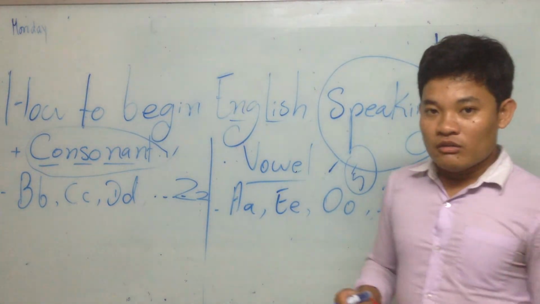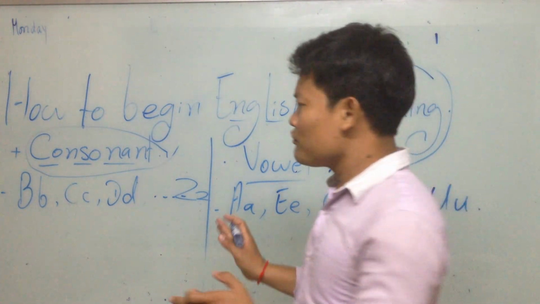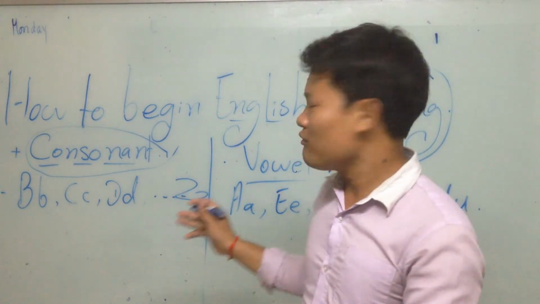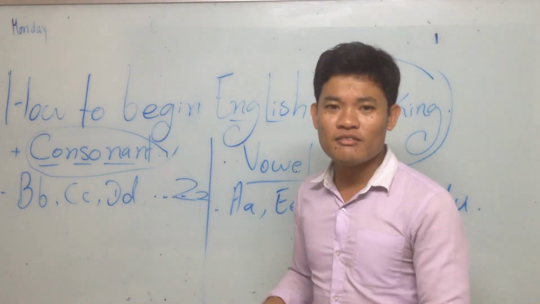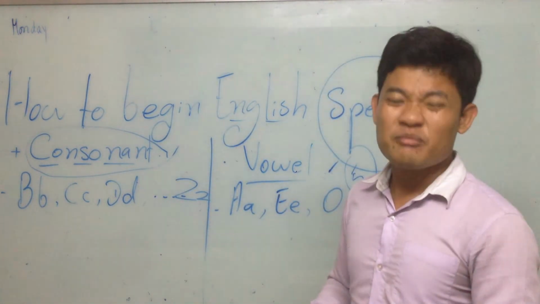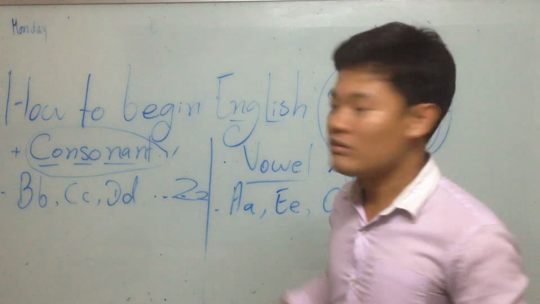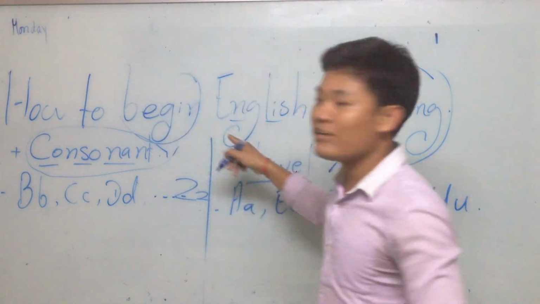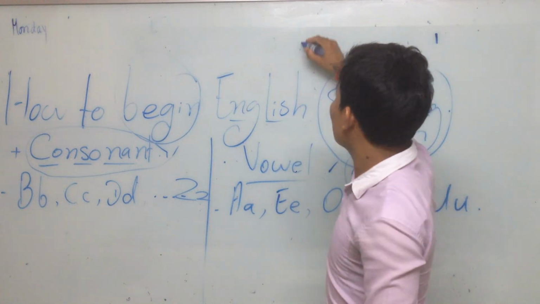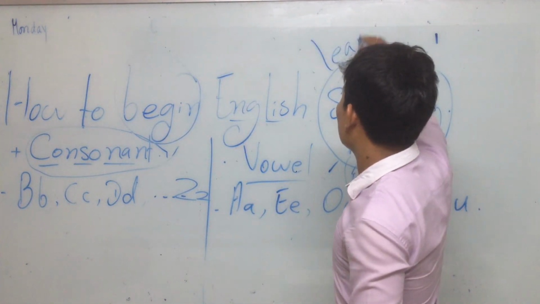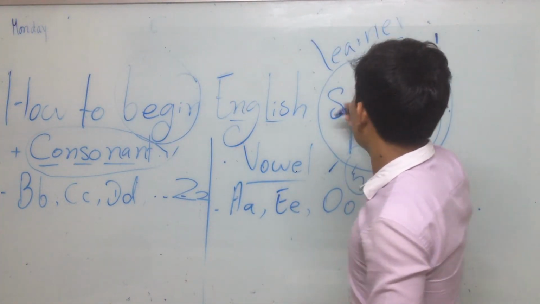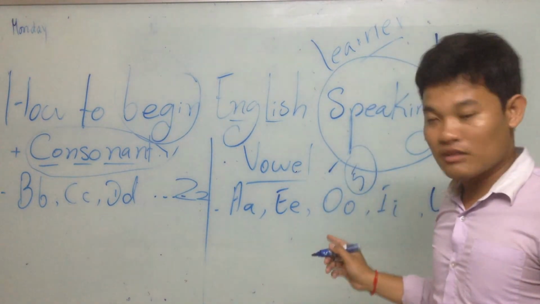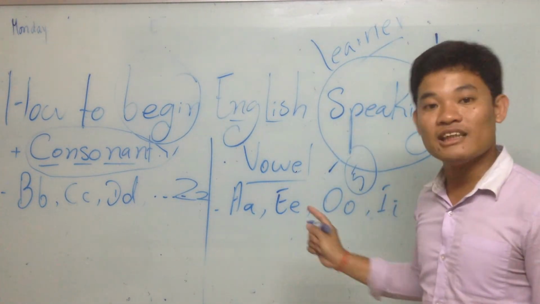So, why do we need to know about it, and why do we need to know about the consonant and the vowel? Because that is very important as we begin as an English learner or speaker. So you have to know about it clearly.